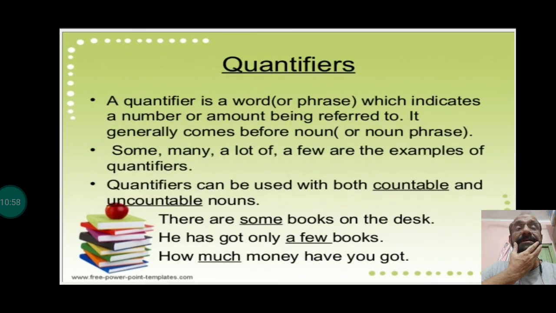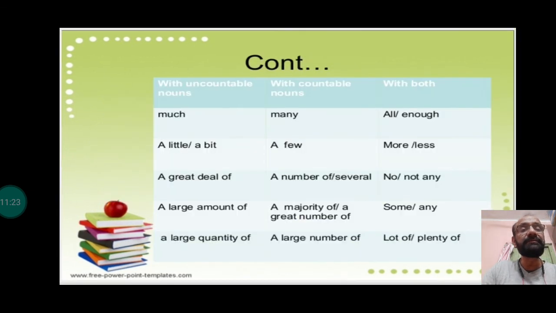Now quantifiers. A quantifier is a word or phrase which indicates the number or amount being referred to. It generally comes before a noun or noun phrase. Some, many, a lot of, a few are examples of quantifiers. Quantifiers can be used with both countable and uncountable nouns. There are some books on the desk. He has got only a few books. How much money have you got? These are a few examples.